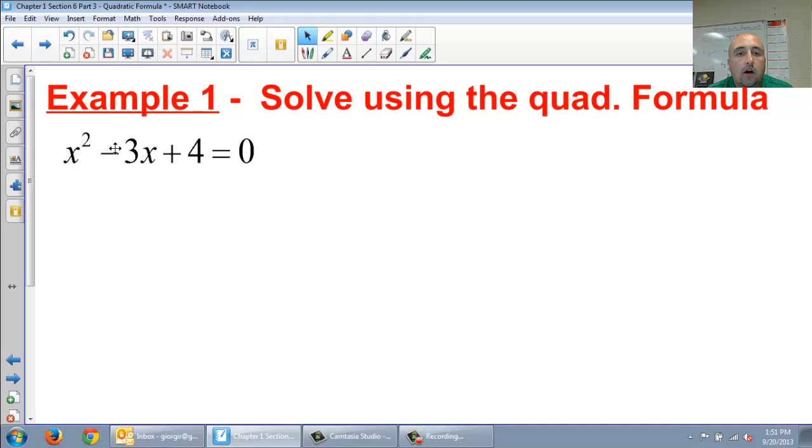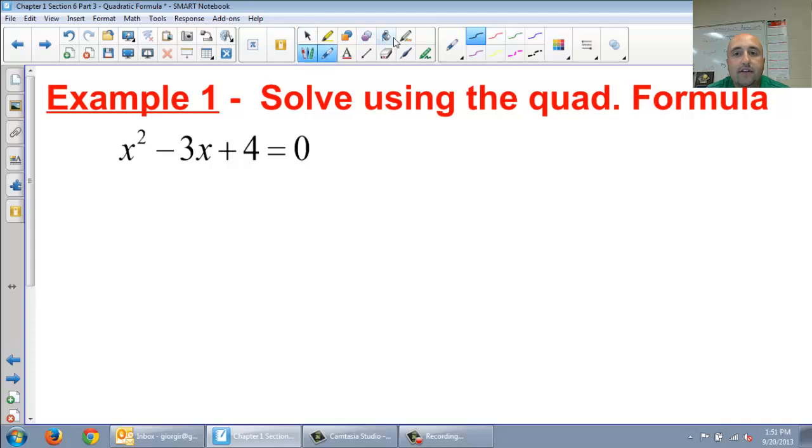So this is example number 1, x squared minus 3x plus 4. So we do have to remember that if there is no number in front of that first x squared, we assume that it is a 1. Oops, let me start over with that. Don't like the way that looked. Okay, so we're going to start with a 1 there. So that's 1x squared. So also remember that 1 is our A, negative 3 is our B, and 4 is our C.